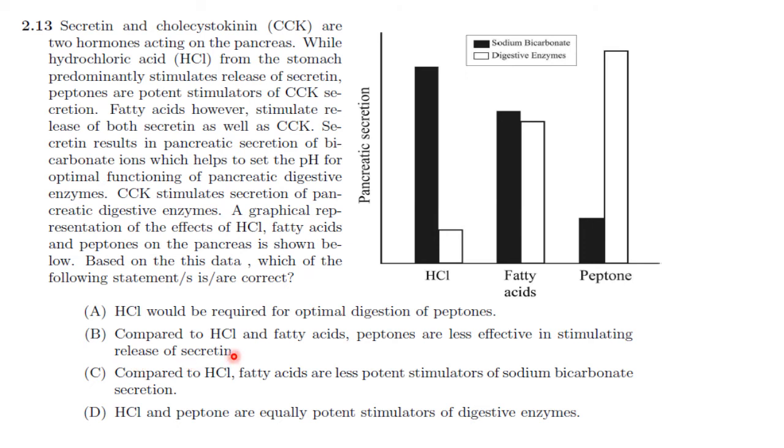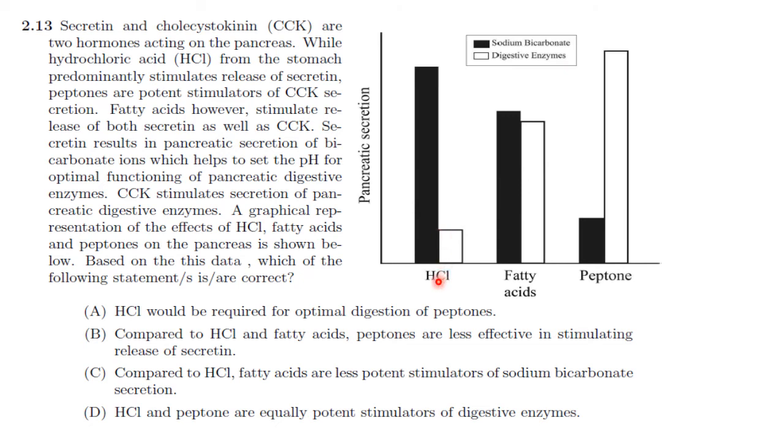secretin. What does secretin do? It causes pancreatic secretion of bicarbonate ions. So compared to HCl and fatty acids, peptones are less effective in stimulating secretion of secretin. So they have not given secretin or cholecystokinin here. They have drawn the graph with pancreatic secretion on the y-axis. That is, either sodium bicarbonate is produced or digestive enzymes are produced.